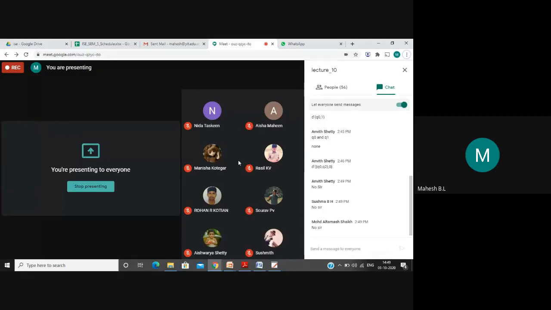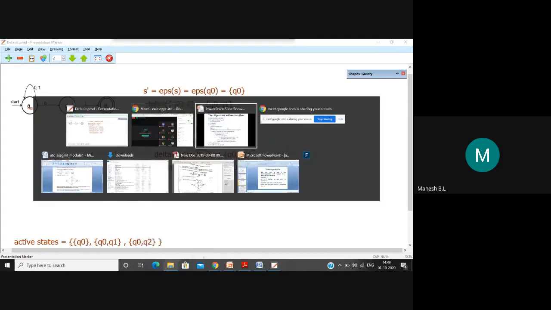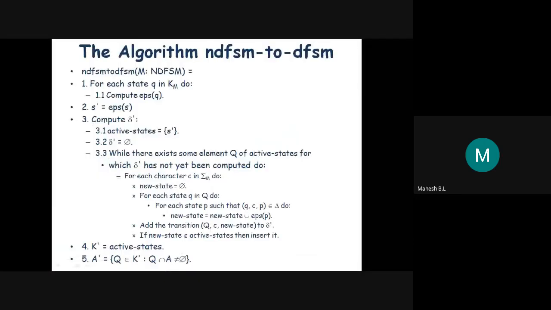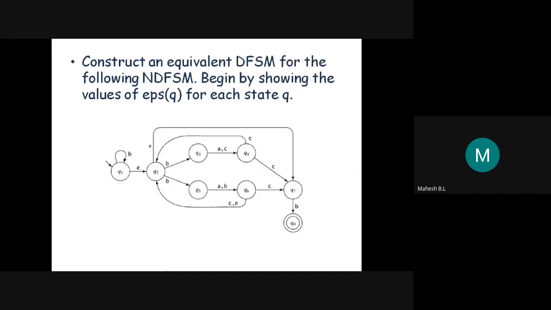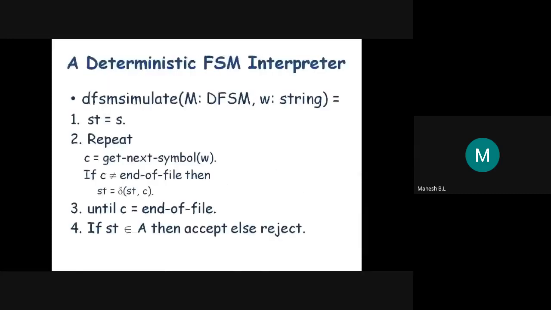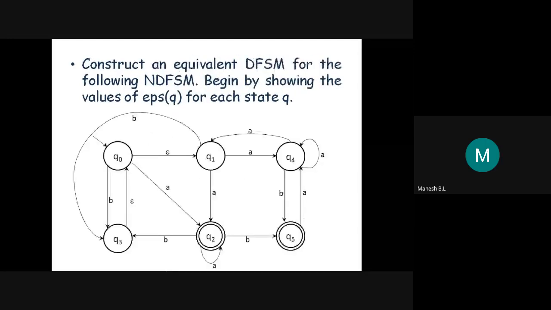Now you can easily draw the DFSM by using these transitions. Okay, so that is the algorithm for NDFSM to DFSM. So problems, you can solve this on your own. These are very huge problems. That's why I didn't consider. So these huge problems won't be asked.